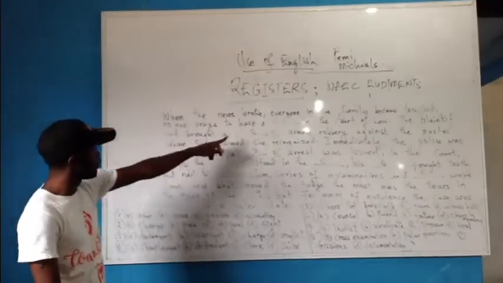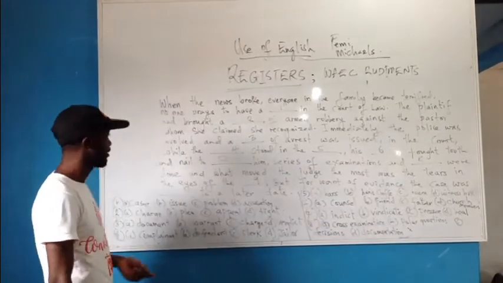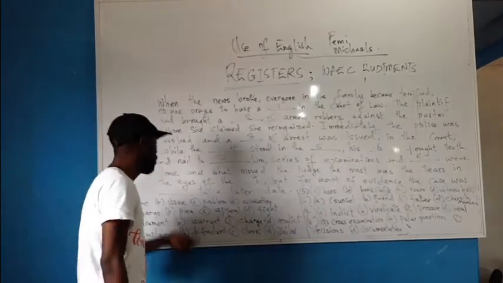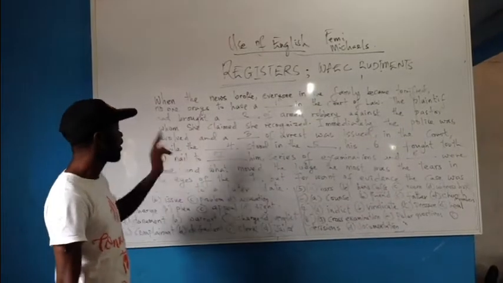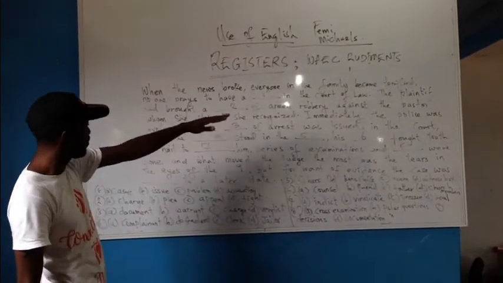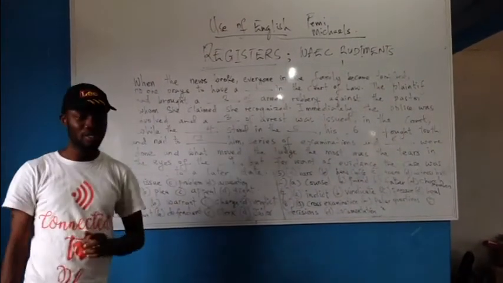Now, for number one, we can see here we have options A to D. Option A says case, option B says issue, option C says problem, and option D says accusation. When the news broke, everyone in the family became terrified. No one prays to have a dash.